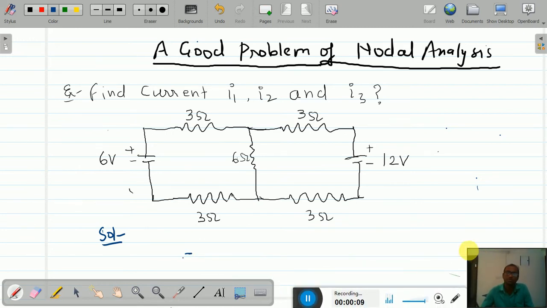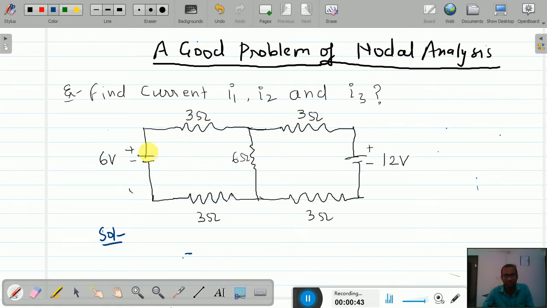Hello students, today we will take a very important problem of nodal analysis. You will see here is a 3 ohm resistance and a 6 volt battery, and here is also a 3 ohm resistance and a 3 ohm resistance and a 12 volt battery. The problem is that you cannot tell whether these two resistances are in series or in parallel, and here it is the same. But I will tell you the concept in the same branch.